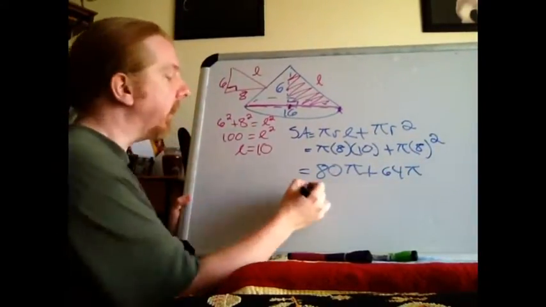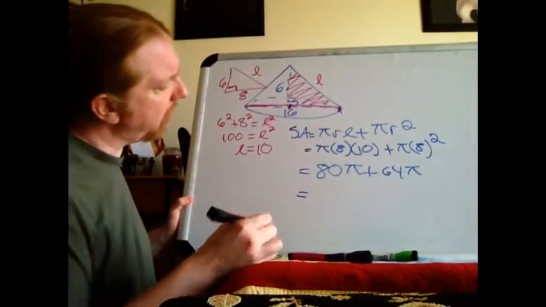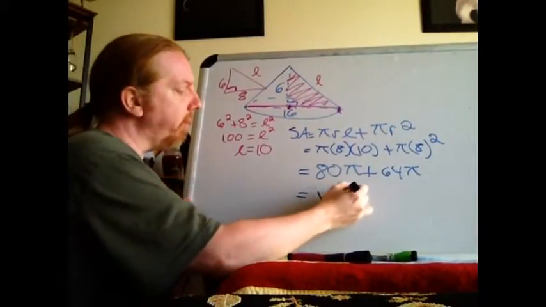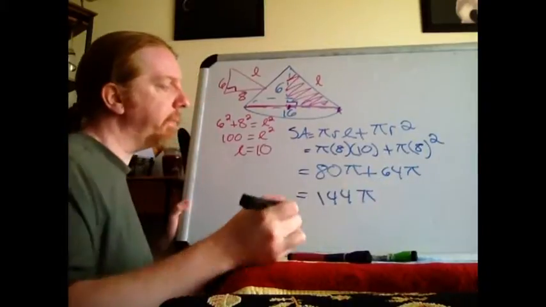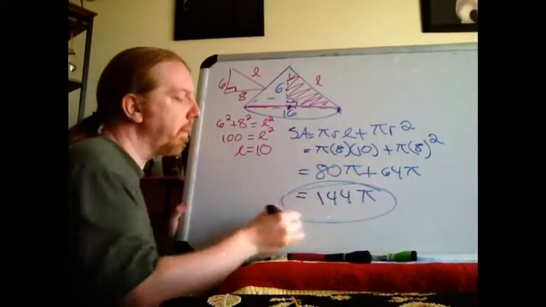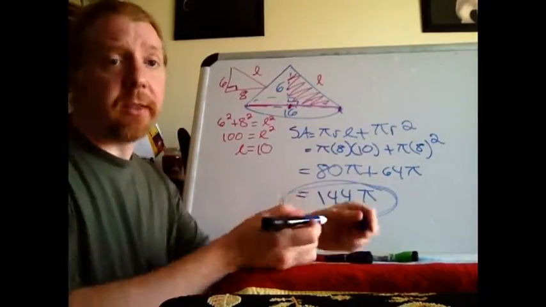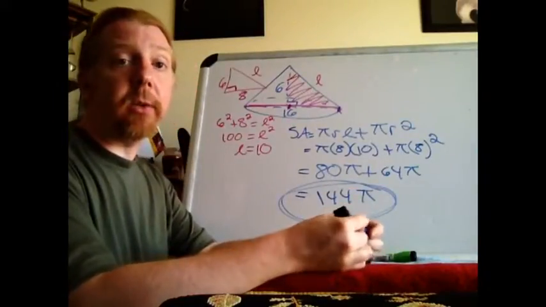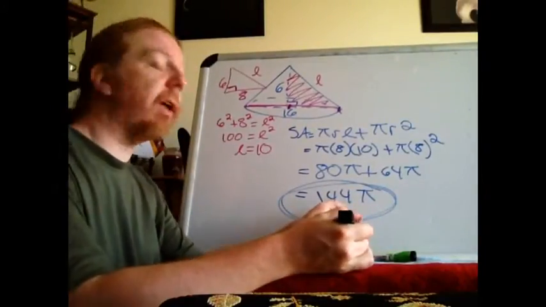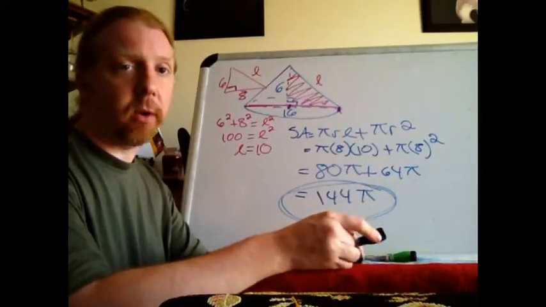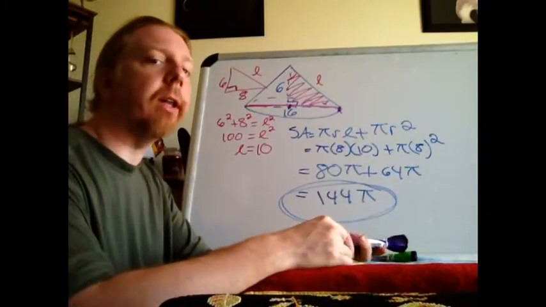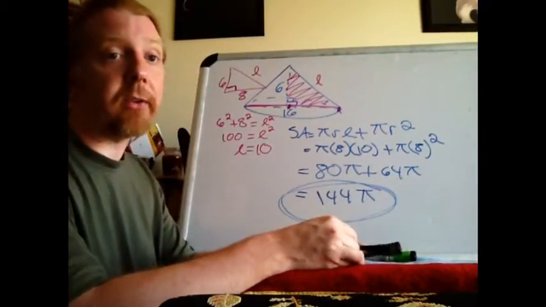Takes me to a final answer of 144 pi. I'm going to leave it there in terms of pi. If you'd like to make it into a decimal, you're more than welcome to by multiplying 144 by 3.14 and then rounding it appropriately. That would give me a decimal approximation.